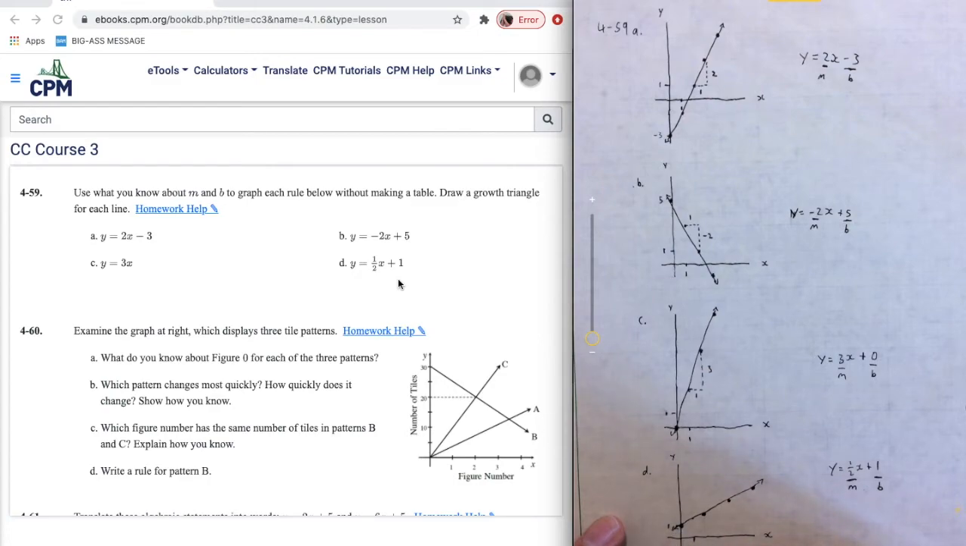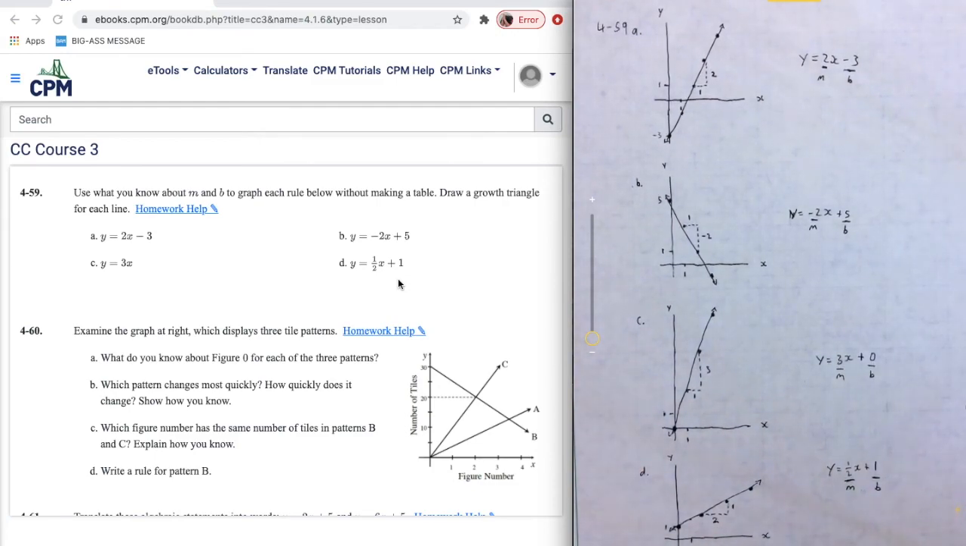Arrows on either end to show that it continues. And now we just need to do a growth triangle. So we can do some dotted lines between one point and the next. Show how you got there. We went 2 along the x, and we only went 1 in the y. So that is the graph of y equals 1/2 x plus 1.